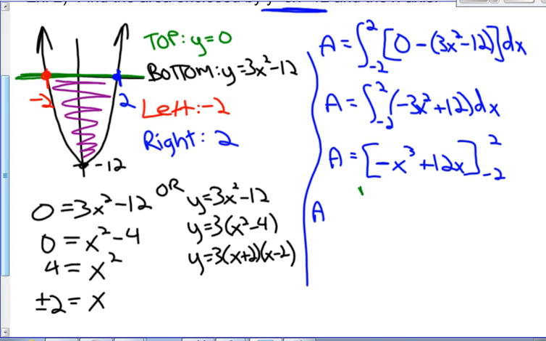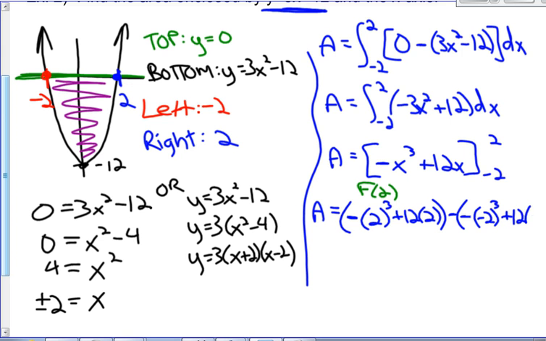We're going to put our big F at 2, or antiderivative at 2 in first. So that will be negative 2 cubed plus 12 times 2, minus negative 2 cubed plus 12 times negative 2. Okay, the first bracket's going to be negative 8 plus 24, so that's 16. The next bracket's going to be 8 minus 24, so negative 16.